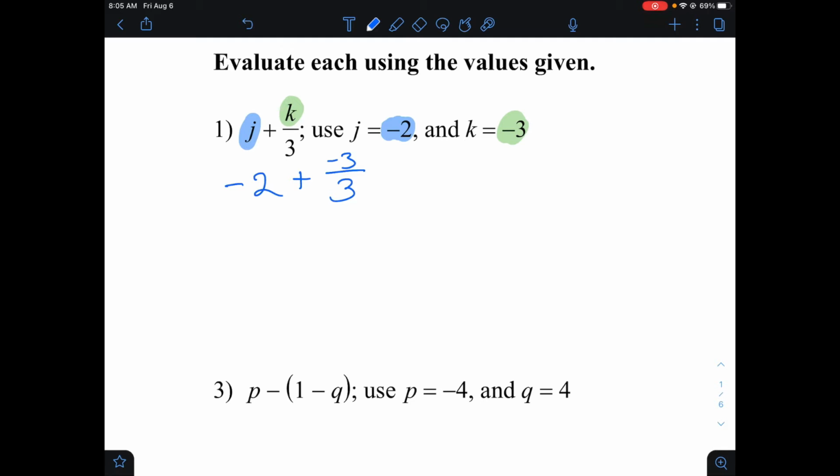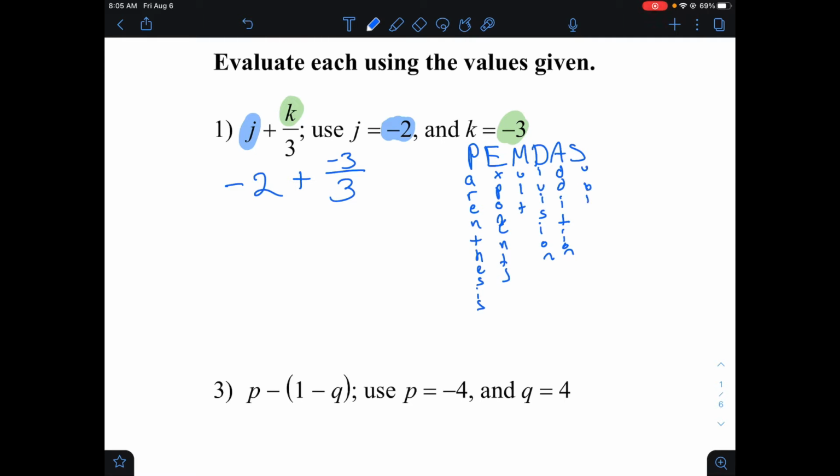Now, if you recall, we should be using order of operations, which would be PEMDAS, which is parentheses, exponents, multiplication, division, addition, and subtraction. And keep in mind you do multiplication and division together and addition and subtraction together.